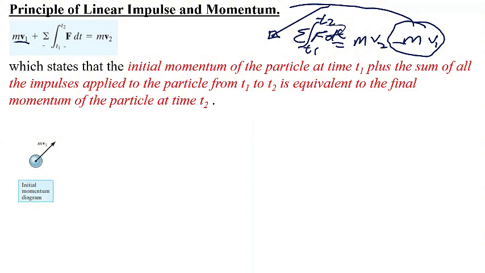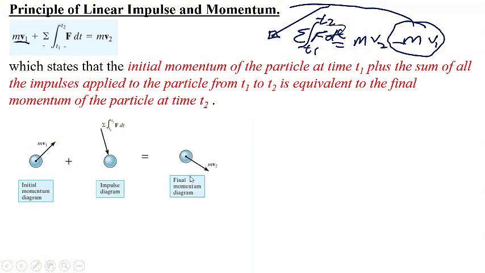So it can be illustrated graphically as shown here, that the initial momentum plus all the impulses applied to the system or to the particle will give us the final momentum of that particle.